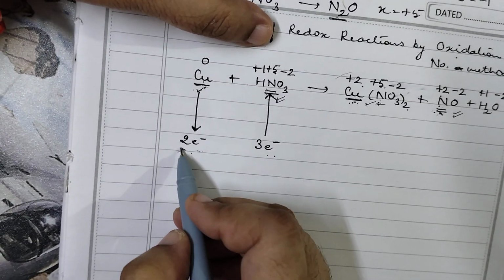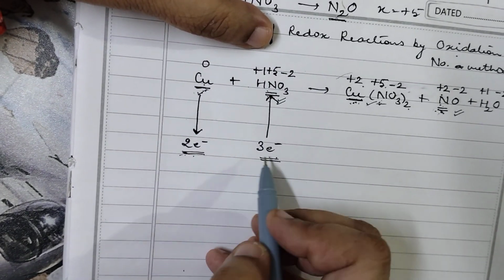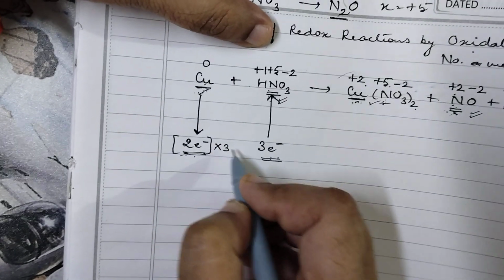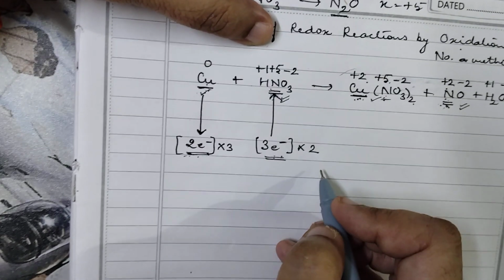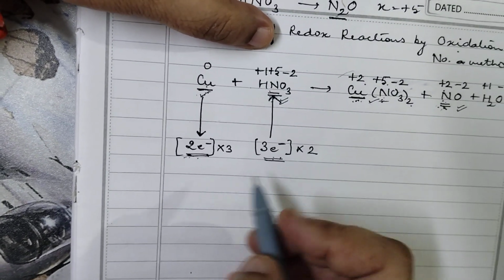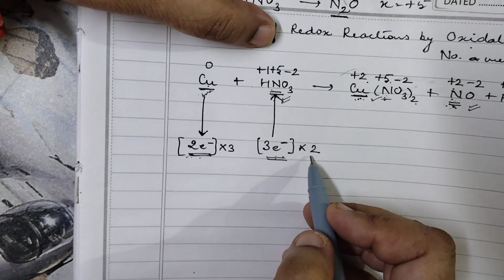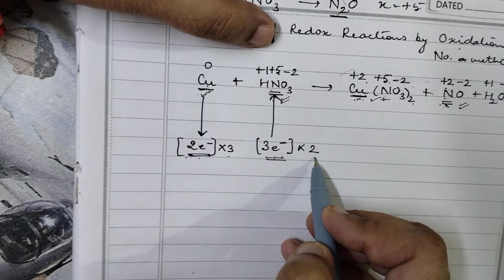Now you have to make this loss and gain equal. It is 2, it is 3. So we will multiply this by 3 and this by 2. We have to make the number of electrons lost and gained equal. So 2 multiplied by 3 will give us 6, and 3 multiplied by 2 will also give us 6. So we will multiply this by 3 and this by 2.